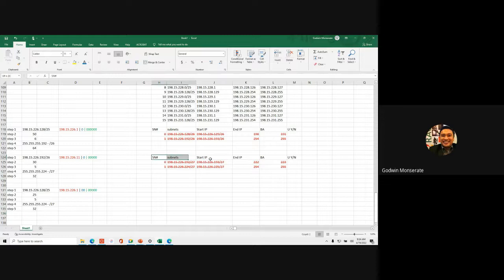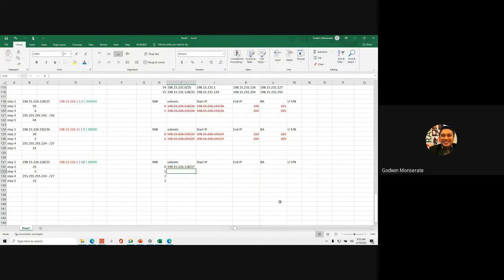So let's try to copy this. Here, 0, 1, 2, 3. Is it correct? Yes, sir. So, 198.15.226.128 slash 27. Okay? Then mag-range kita by 128 plus 32, 160 sunod. Okay? Plus kani plus 32, 192 sunod. There you are, 160 sunod.